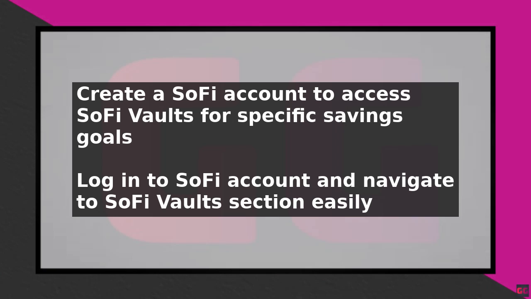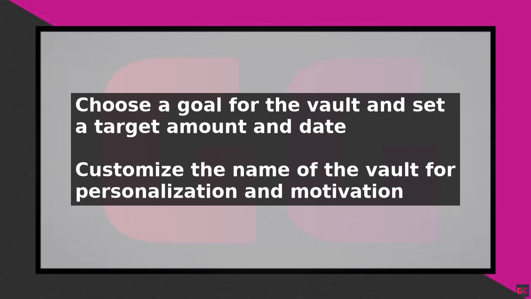First, log into your Sophie account and navigate to the Sophie Vaults section. Here, you can create a new vault by clicking on the Create Vault button. You will be prompted to choose a goal for your vault, such as saving for a down payment on a house, a vacation, or a big purchase.